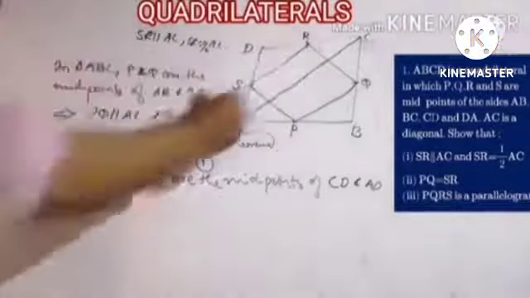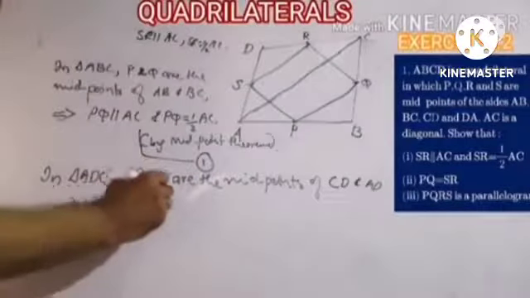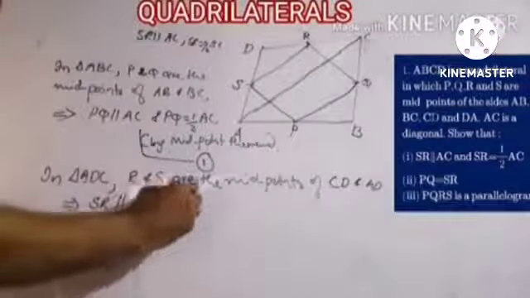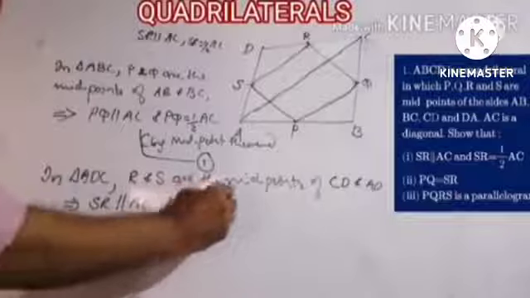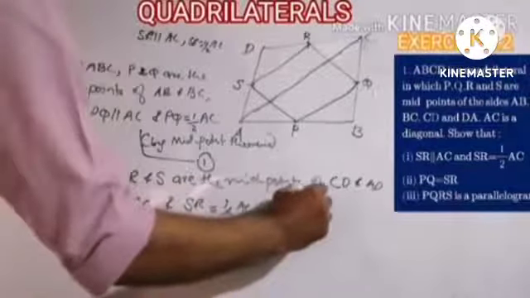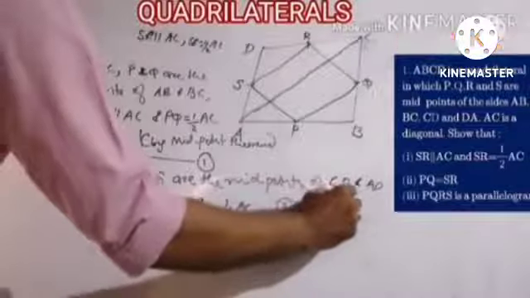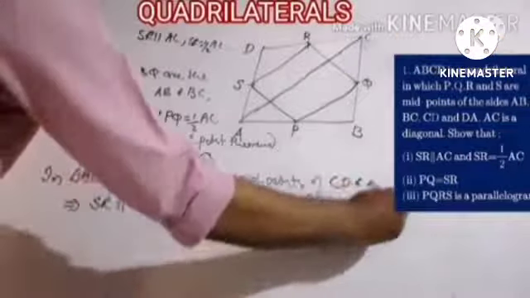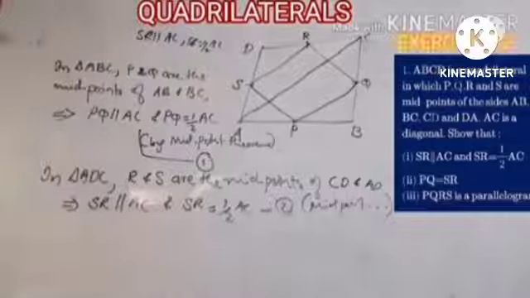SR is parallel to the third side AC, and SR is equal to half AC. This is equation number 2, by the midpoint theorem.